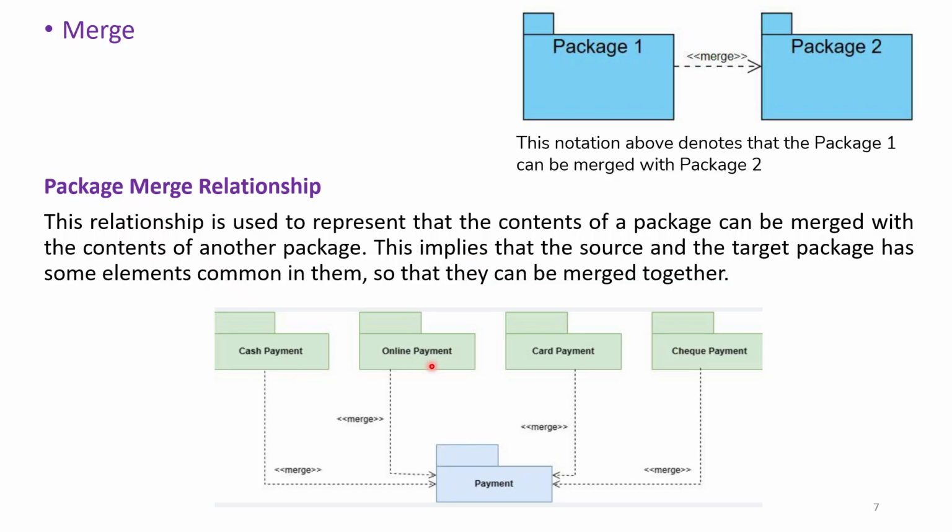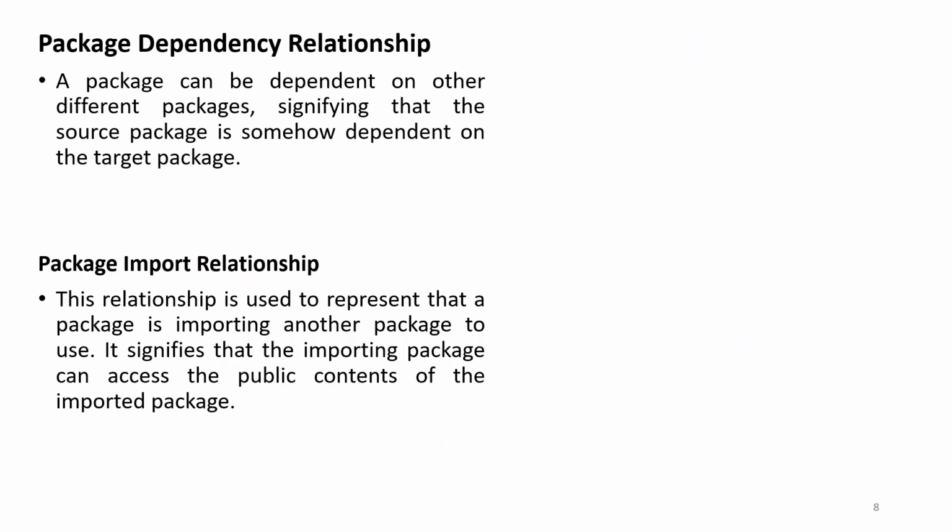So here: cash payment, online payment, card payment and check payment. These are different packages, but all are with respect to payment. So we are trying to combine and merge all the different packages into a single one. We are trying to reduce the complexity of the diagram here, and we made it a payment package because all the other sub packages are related to the payment.